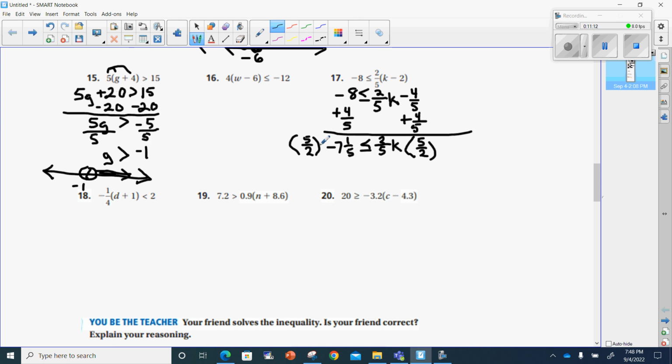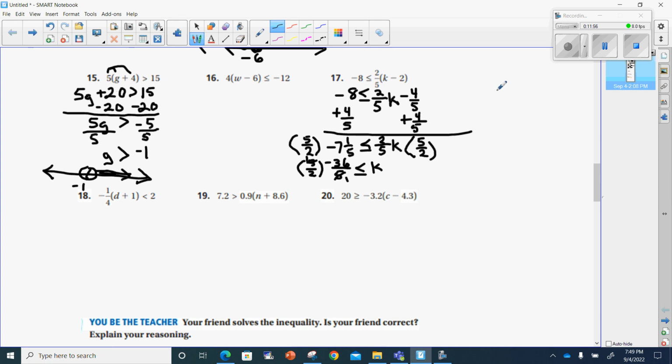Okay, I realize that this is going to be a multiplication problem. I need to turn this into an improper fraction in order to know what to multiply. 7 times 5 is 35 plus 1 is 36. This is actually 5/2 times -36/5 is less than or equal to k. Remember, we got 5 here and here, so I can cross them out and put 1s there. And that leaves us -36/2.